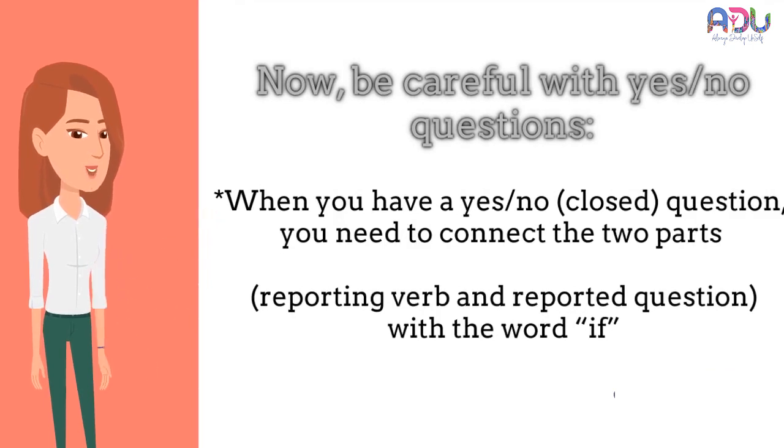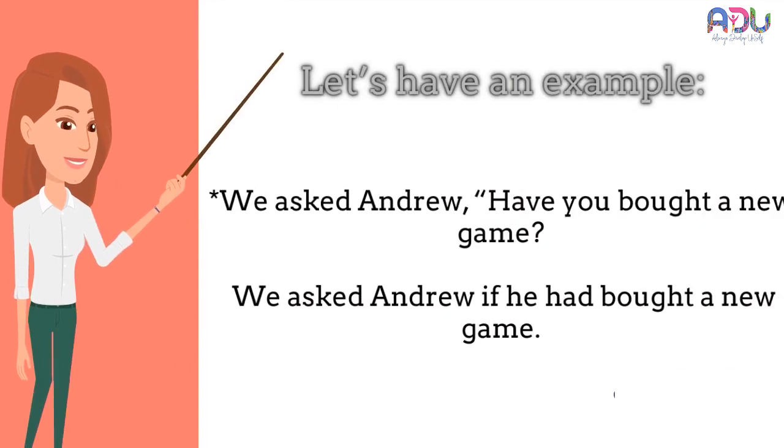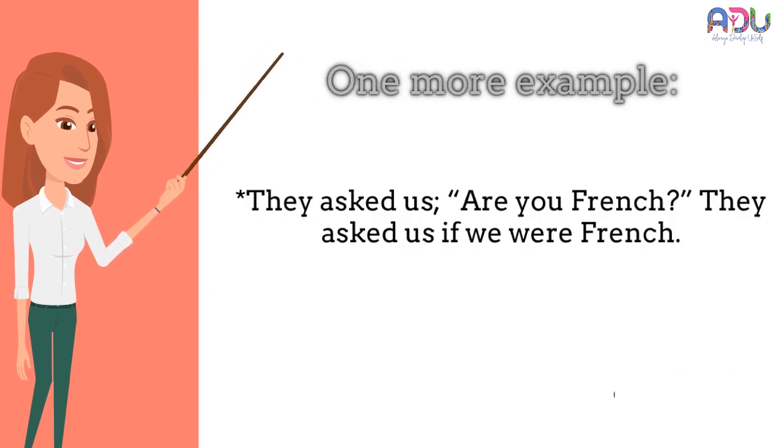When you have a yes and no closed question, you need to connect the two parts, the reporting verb and the reported question, with the word if. Let's have an example. We asked Andrew, "Have you bought a new game?" The reported question is, we asked Andrew if he had bought a new game. One more example. They asked us, "Are you French?" The reported question, they asked us if we were French.